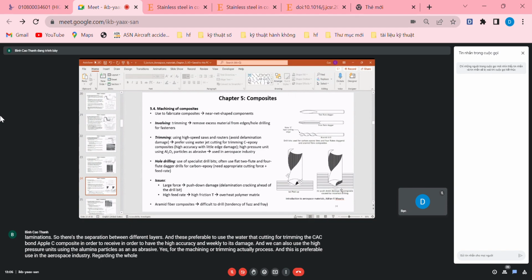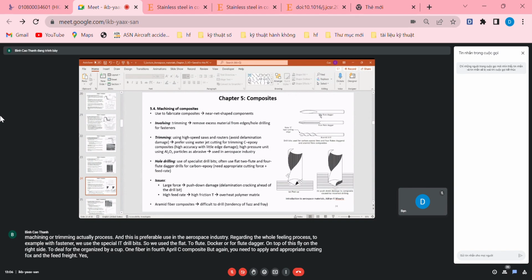Regarding the hole drilling process, for example with fasteners, we use specialist drill bits. So we use the two-flute dagger or four-flute dagger on the right side, to drill the, how can I say, carbon fiber reinforced epoxy composite. But again, you need to apply an appropriate cutting force and feed rate.